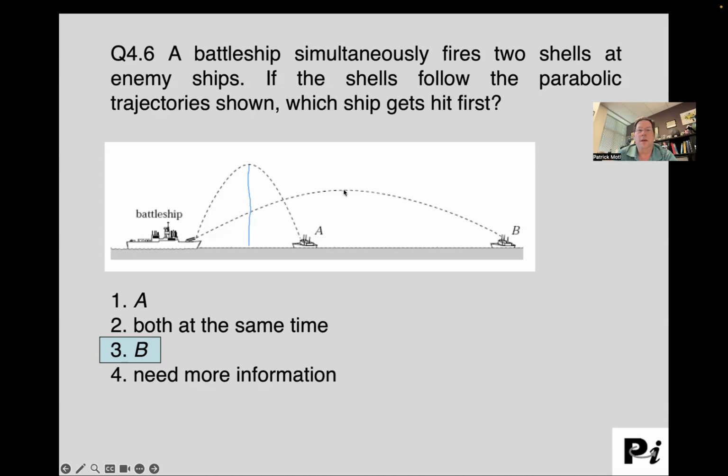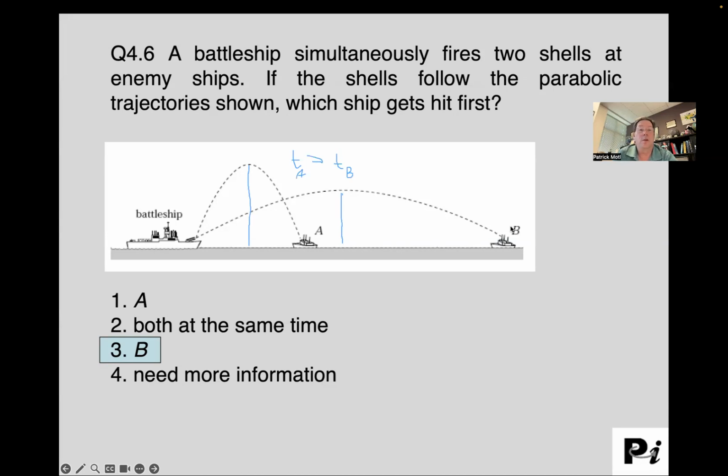And for projectile B, the time in the air is twice the time it takes that projectile to fall that distance. Okay. So the distance that projectile A has to fall is clearly greater than B. Therefore, the time in the air is greater for A than for B, right? And therefore, since the time in the air is greater for A than for B, projectile B hits ship B first.